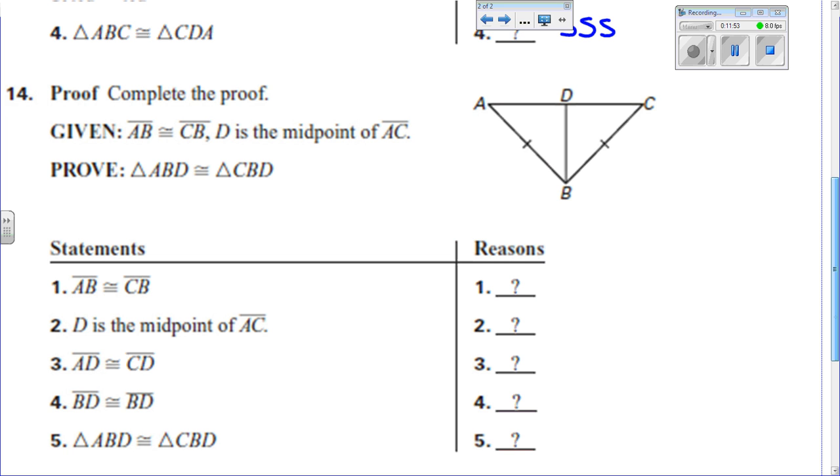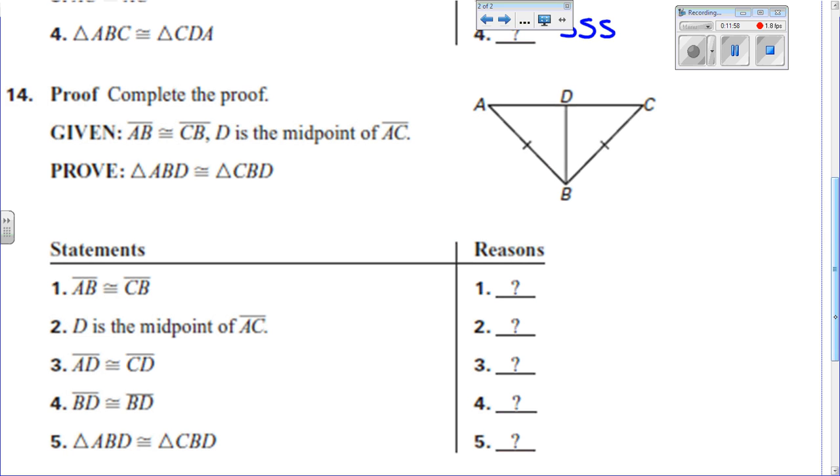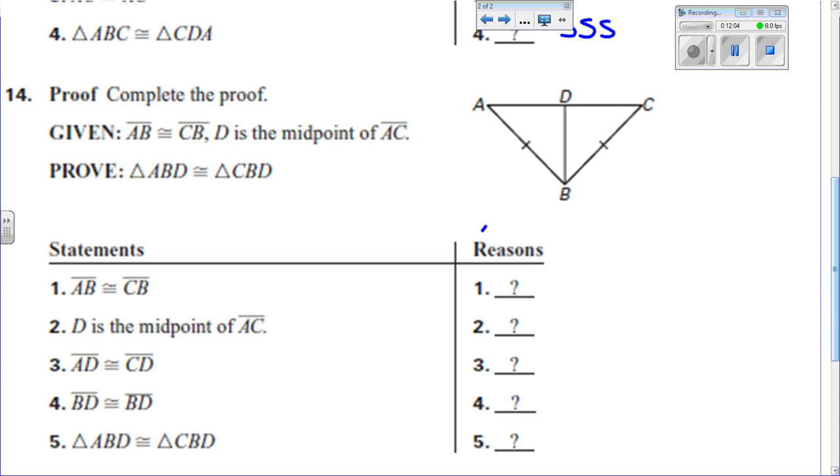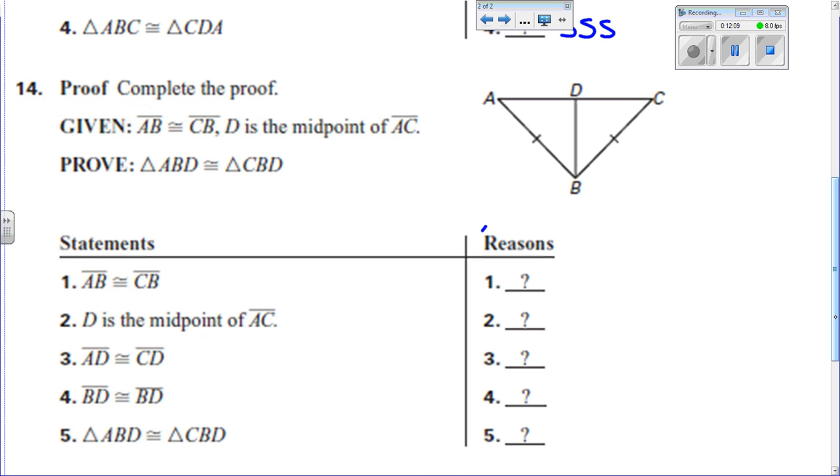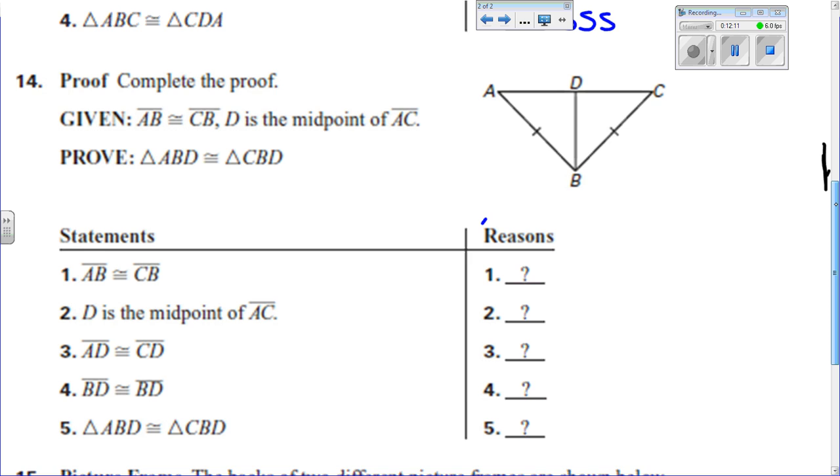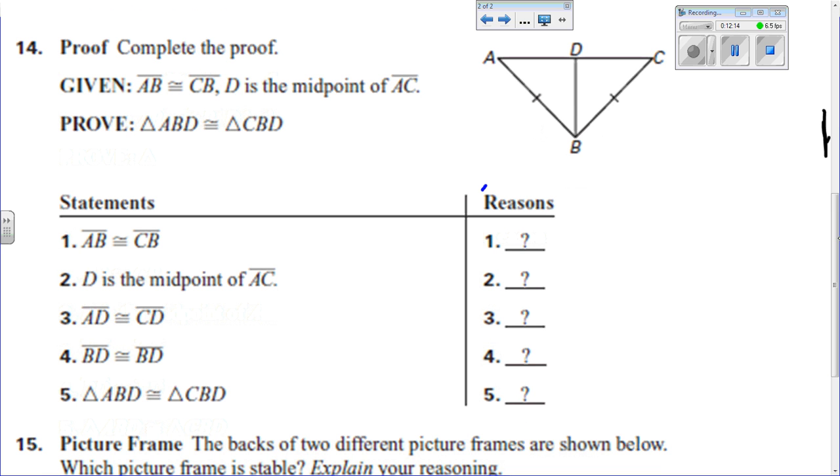How do you know AB is congruent to CB? AB is congruent to CB is given to you. What a struggle. How do you know D is the midpoint of AC? Also given. So there's 2 easy points.